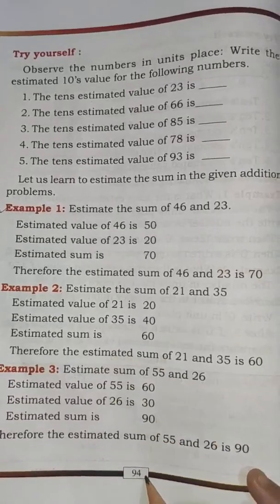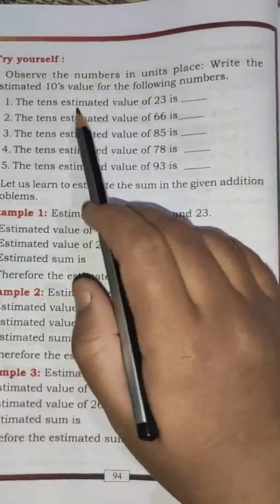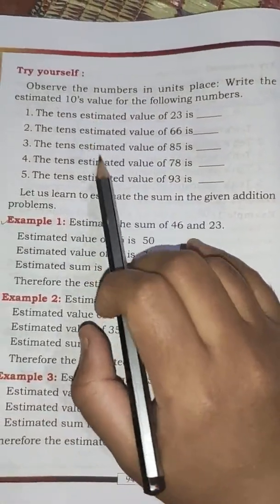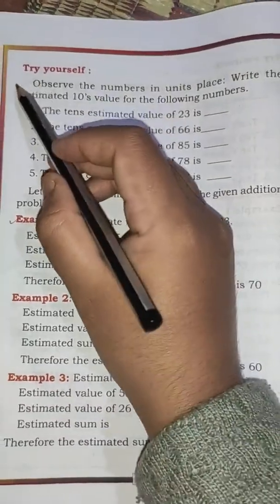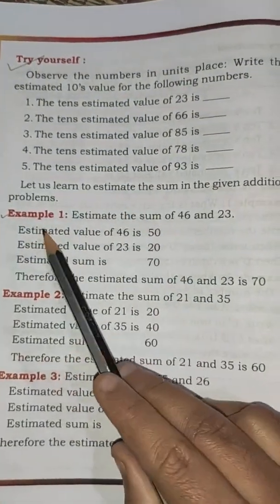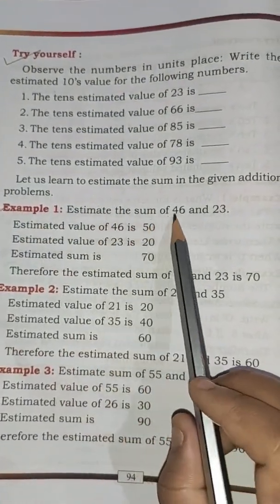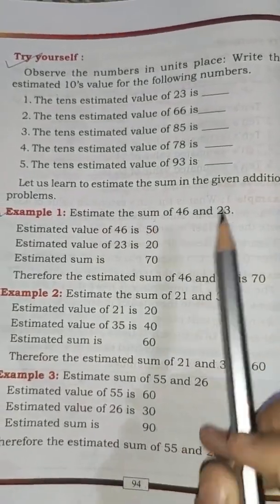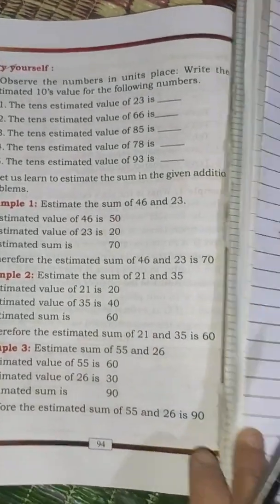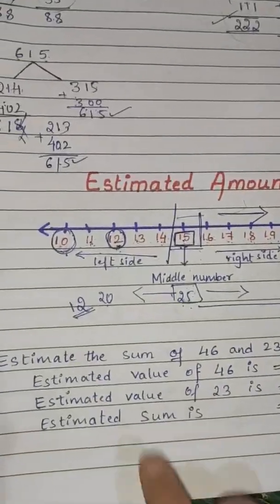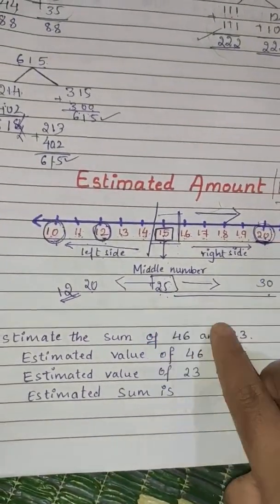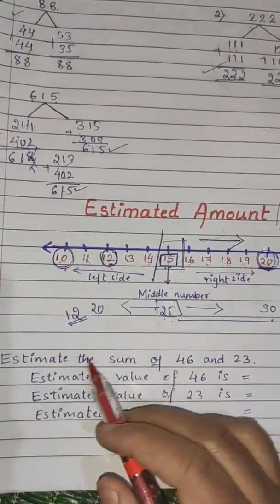Open page number 94. Here is one example for you. Try to solve it by yourself, children. Now let us take this one example: estimate the sum of 46 and 23, which I have written here. Estimate the sum of 46 and 23.